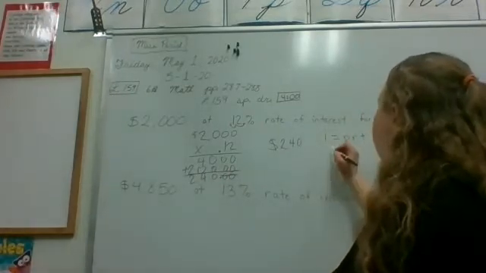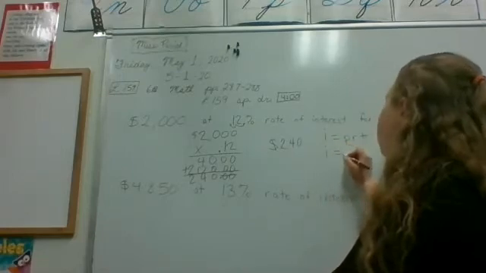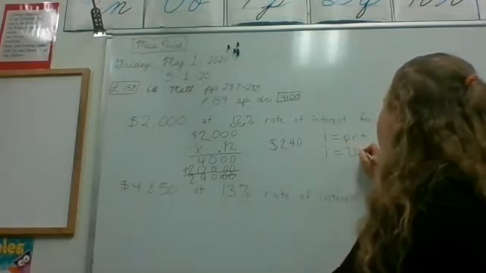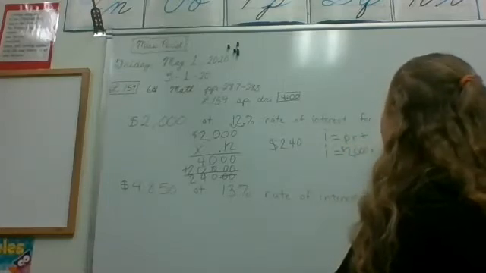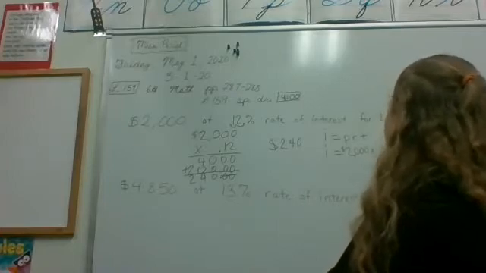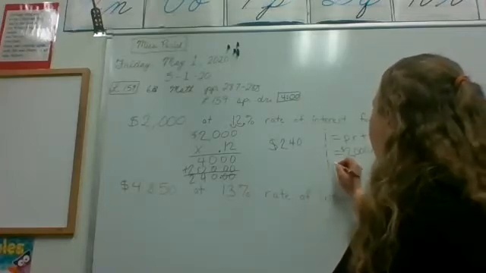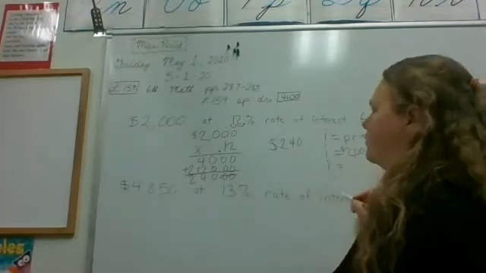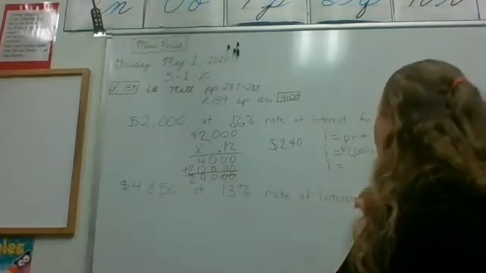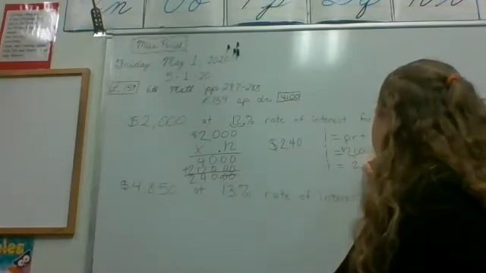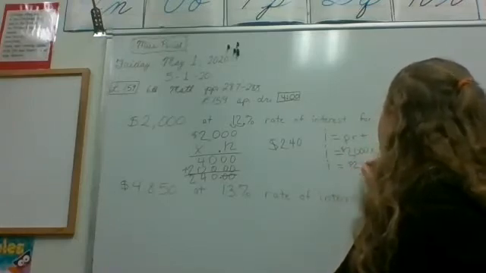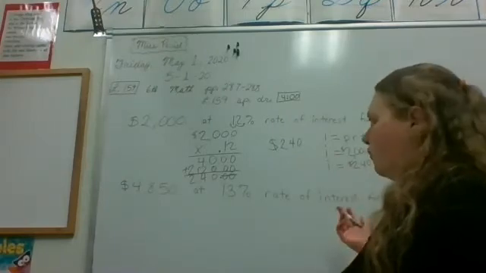One thing that I did forget to do at the beginning of this is to write out our formula, okay? Interest equals principal at 2,000 times rate 12%, and we can go ahead and make that a decimal, times 1. 2,000 times 0.12 gets us $240, and times 1 would be the same.